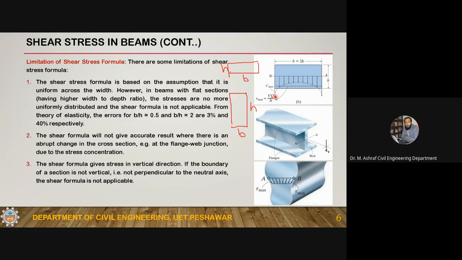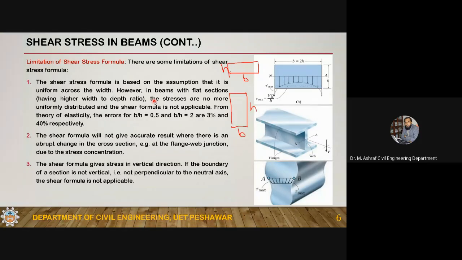In the case of a routine beam, usually the depth of the beam is greater than the width of the beam. Usually we are at a ratio of B over H equal to 0.5, so the error is very small. But if you are using the formula for a flat section, you will have to take care of this. There are some correction factors given, so you just multiply by the correction factor to get the actual value of the shear stress.